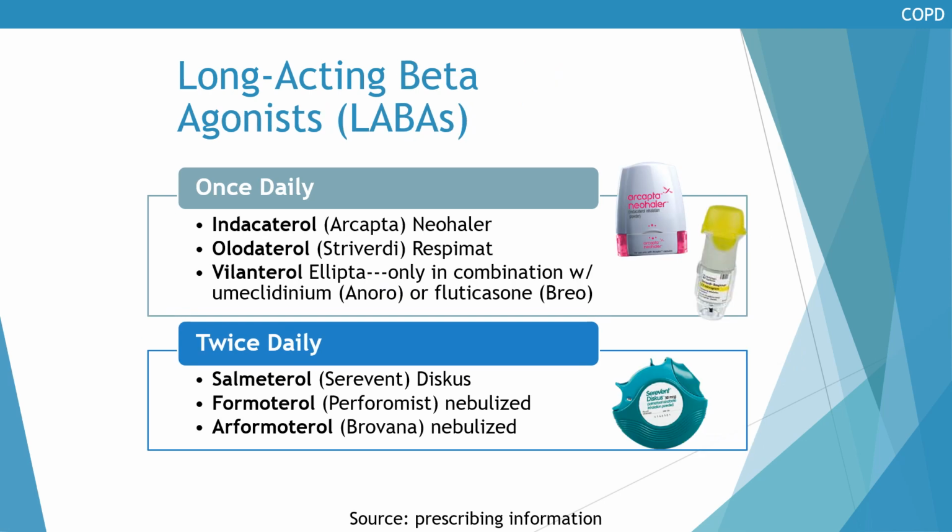The next class is called LABAs, or long-acting beta agonists. The way I think about this is if you're familiar with SABAs, or short-acting beta agonists like albuterol, a common one that people think about as a rescue inhaler, well, these are essentially the inhalers that last over a longer period of time throughout the day.